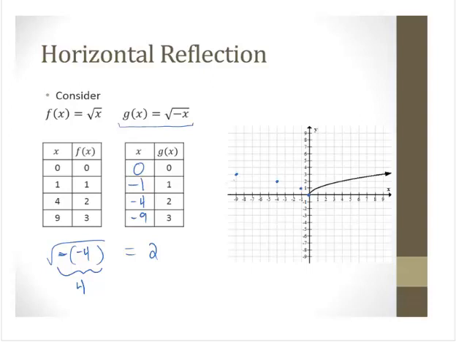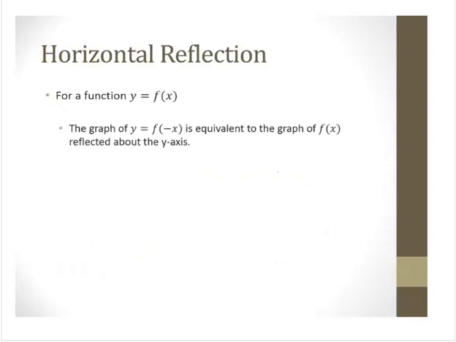And moving in from the left, notice we get the same curve, only it's been flipped horizontally. It's been flipped about the y-axis. And when we replace the x with a negative x, that's what we get, a horizontal reflection. So formally, for a function y equals f of x, the graph of y equals f of negative x is equivalent to the graph of f of x reflected about the y-axis.